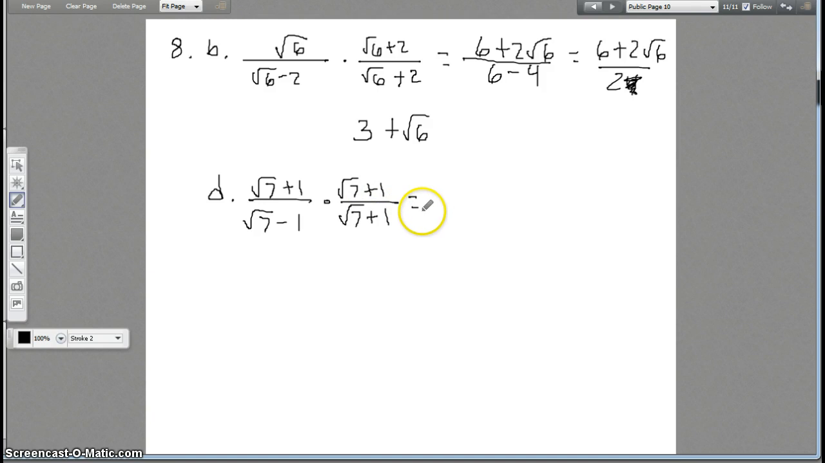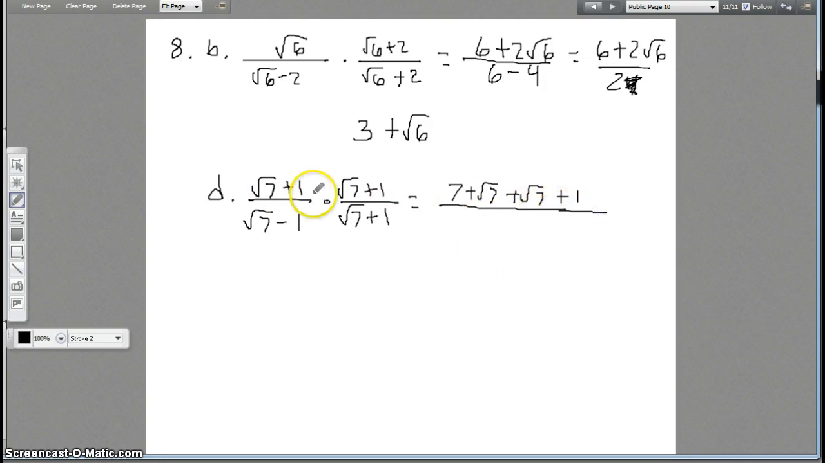Okay, what we need to do now is multiply root 7 plus 1 by root 7 plus 1. Be careful how you do this. You can't just write your first and last terms. You have a middle term also. So root 7 times root 7 is 7. Root 7 times 1 is root 7. 1 times root 7 is also root 7. And then 1 times 1 is 1.